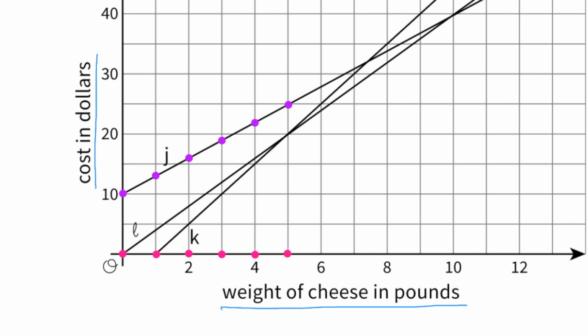Look at the horizontal axis, the weight of cheese. Between 4 and 6, you'll find 5 pounds. 5 pounds of cheese at this particular store costs exactly between $20 and $30, which would be $25. So in this case, or at this store, 5 pounds of cheese costs $25.